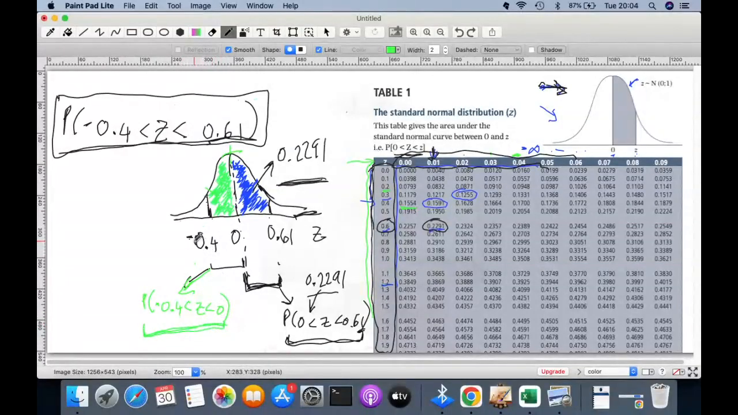Now remember, this is going from negative 0.4 to 0. But because of symmetry, going from negative 0.4 to 0 is exactly the same thing as going from 0 to positive 0.4, because remember, it's a mirror image about 0. So there's your 0.